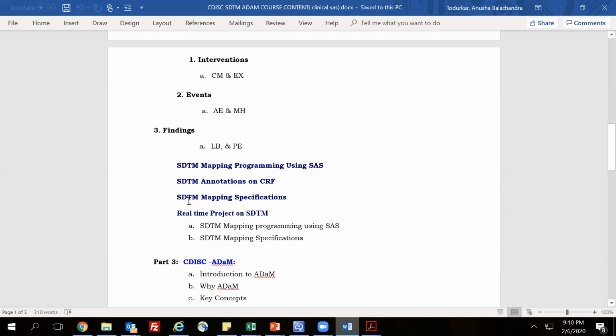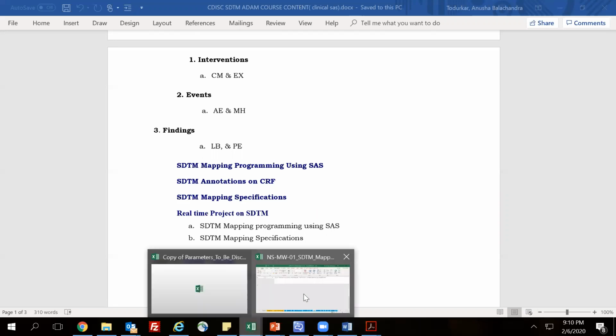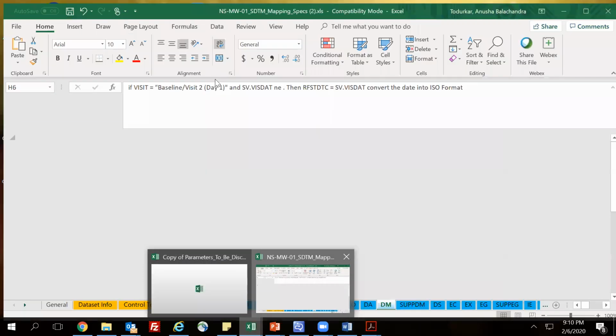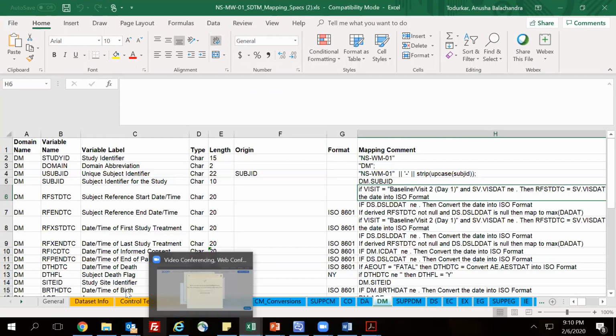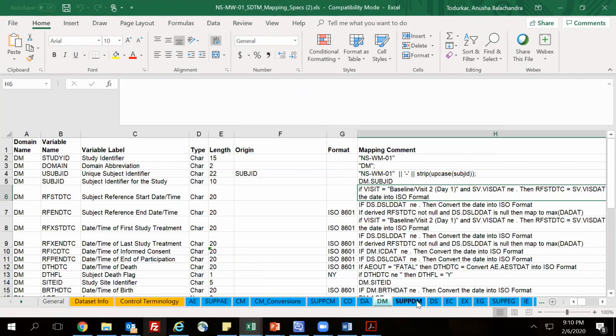And then SDTM mapping. So this is nothing but, I think I'll just show you. Okay, so it's just an introduction I'm giving. This is nothing but a project on which I am working currently. Okay. So you can see here, right? As you can see here, there is a set of lots of tabs at the bottom. So these are nothing but all the domains. I'll explain in a deeper view.